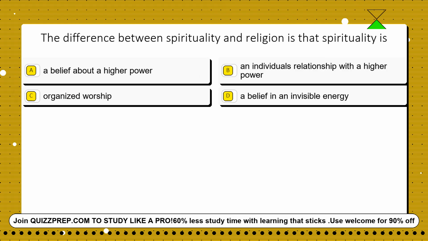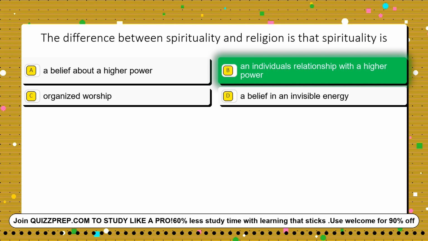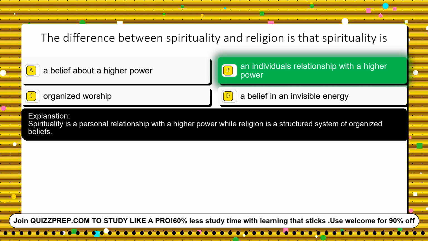Question 65. The difference between spirituality and religion is that spirituality is: Option A, a belief about a higher power. Option B, an individual's relationship with a higher power. Option C, organized worship. Option D, the belief in an invisible energy. The correct answer is option B, an individual's relationship with a higher power. Spirituality is a personal relationship with a higher power, while religion is a structured system of organized beliefs.